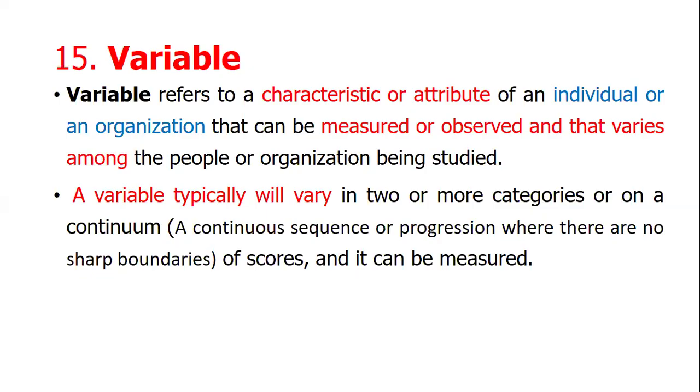Okay, variable. Variable refers to a characteristic or attribute of an individual or an organization that can be measured or observed and that varies among the people or organizations being studied. A variable typically will vary in two or more categories or on a continuum of scores, and it can be measured.